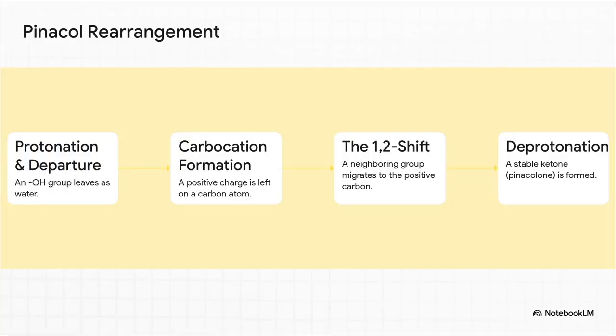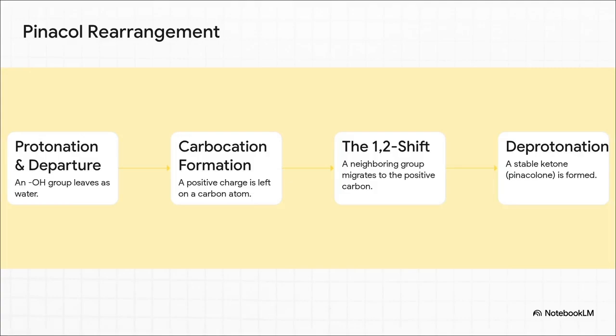And this brilliantly illustrates how it all goes down. So first, an acid helps one of those OH groups to just pack up and leave as a water molecule. This leaves behind a really unstable positively charged carbon, which we call a carbocation. And here, right here, is the magic step. A neighboring group, in this case a methyl group, literally just hops over to that positive carbon. Finally, the molecule loses a proton, and you get your final superstable ketone product.